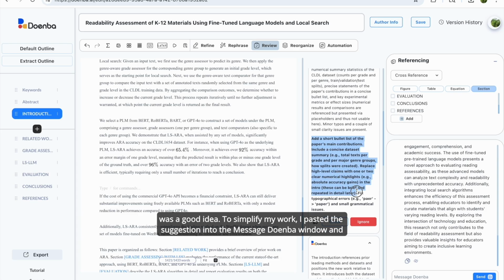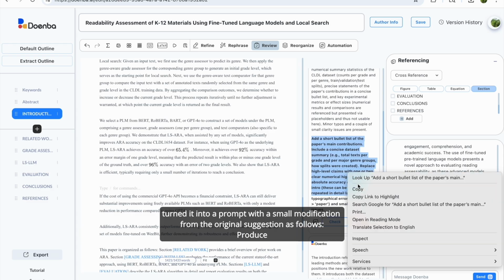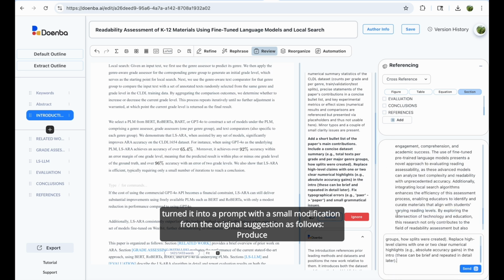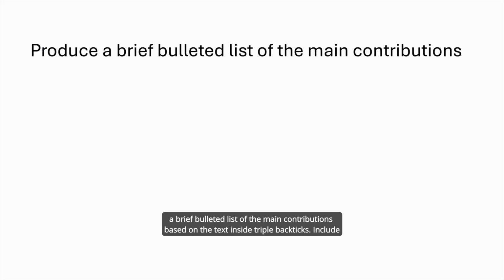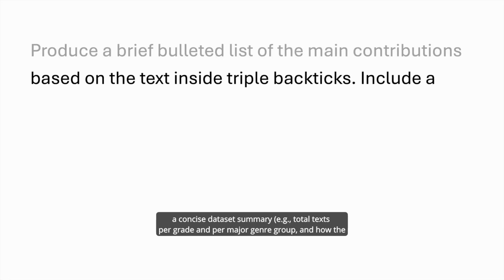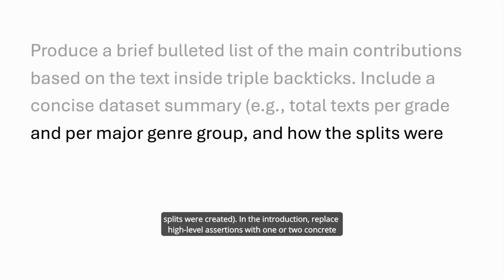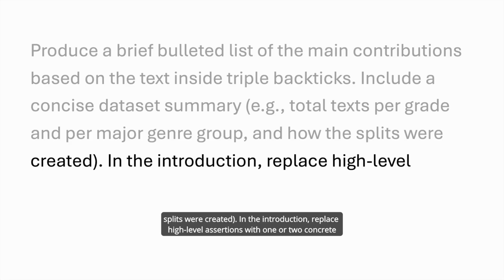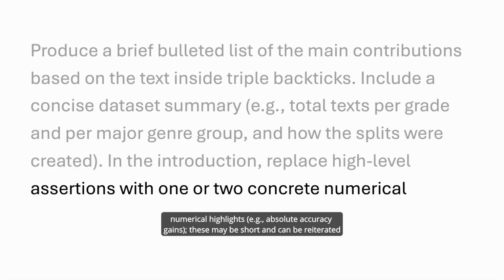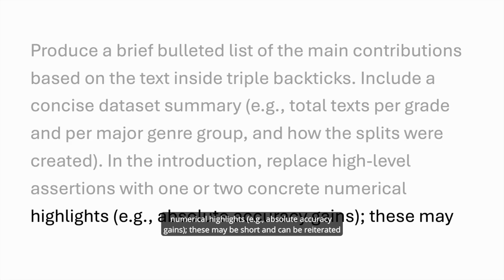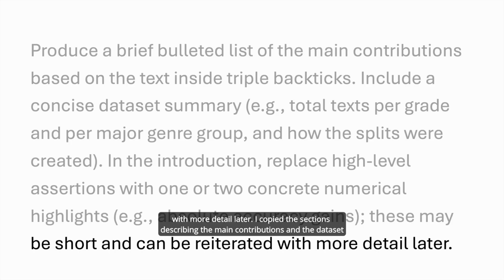To simplify my work, I pasted the suggestion into the message Doenba window and turned it into a prompt with a small modification from the original suggestion as follows. Produce a brief bulleted list of the main contributions based on the text inside triple backticks. Include a concise dataset summary, for example, total text per grade and per major genre group, and how the splits were created. In the introduction, replace high-level assertions with one or two concrete numerical highlights, for example, absolute accuracy gains. These may be short and can be reiterated with more detail later.